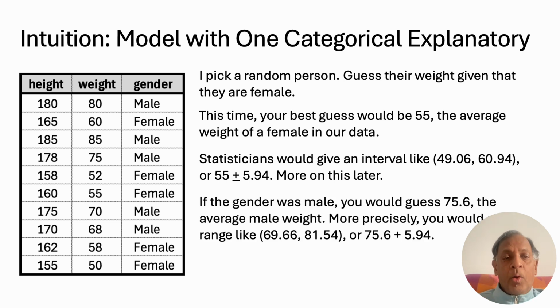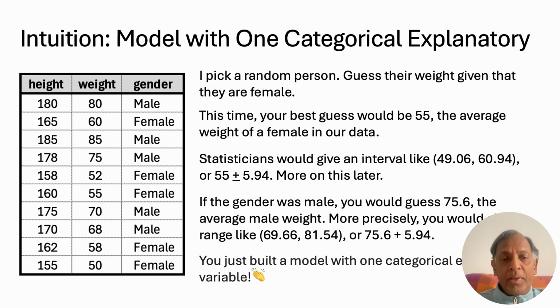Okay, on the other hand, if I told you that the gender is male, then you would guess 75.6 because that's the average male weight in this data set, and you would give a range like 69.66 to 81.54. Okay, that's it. So you just built a model with one categorical explanatory variable. In other words, if I tell you that the gender is male or female, then you can make a better guess about the weight of the person who I randomly picked.